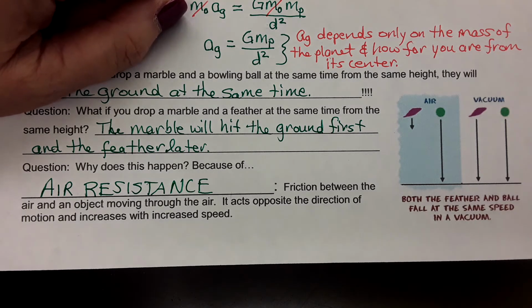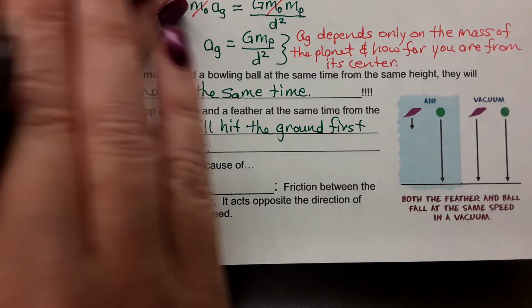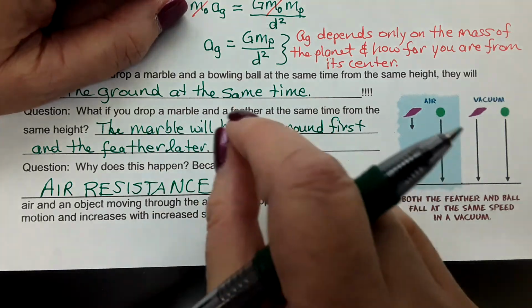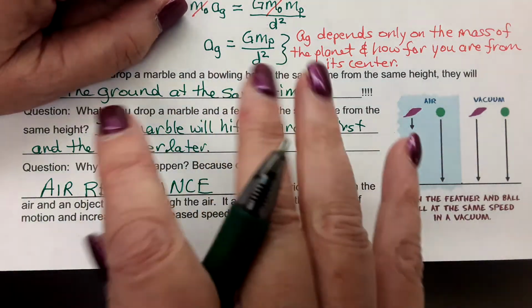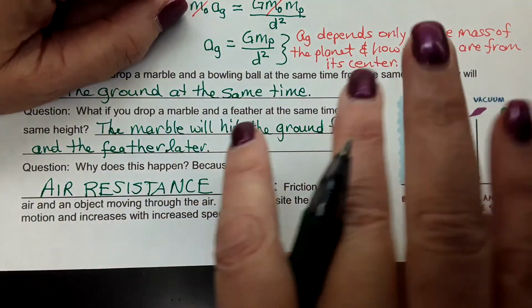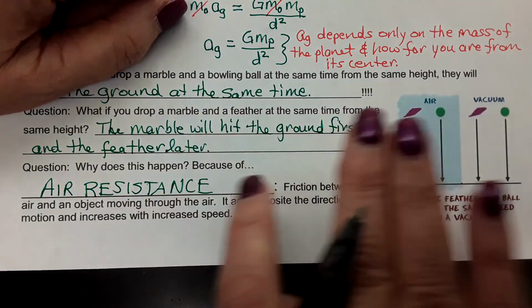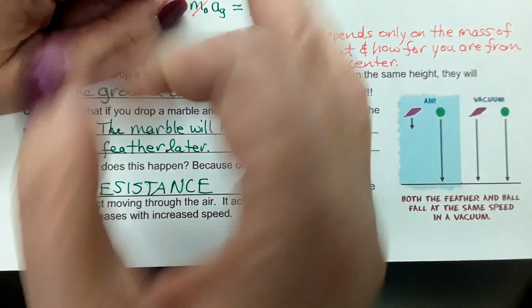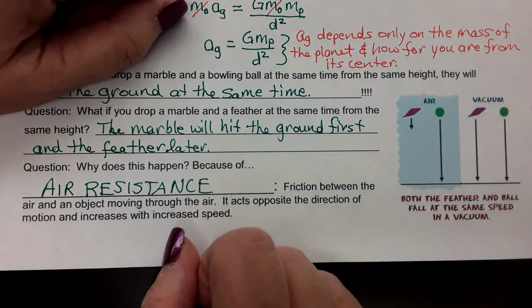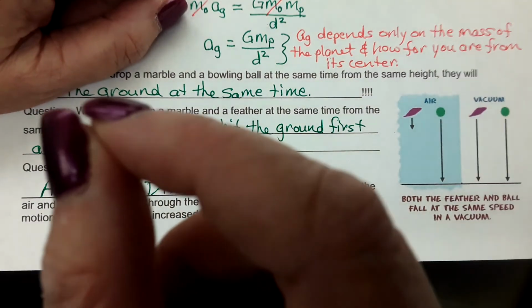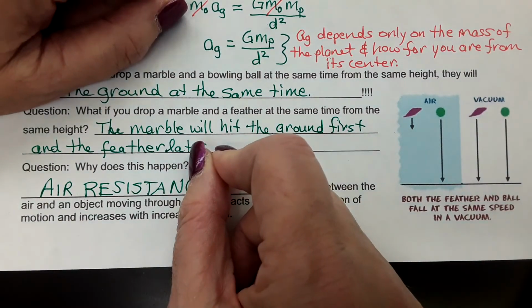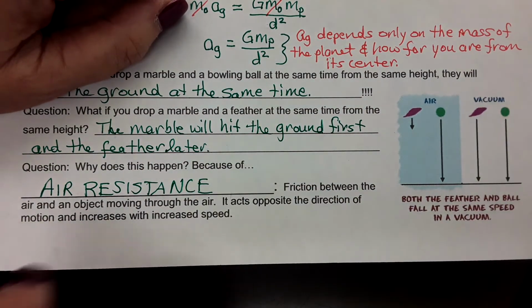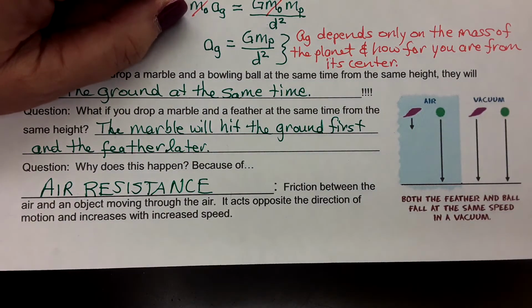So as the feather falls, it's dynamically made so that it will waft around. All the little fronds on the feather will catch the air molecules, and that air resistance will make it waft around. But the marble is spherical, which is fairly aerodynamic, so it just pushes those molecules aside and goes straight down. Okay? So air resistance does affect things.